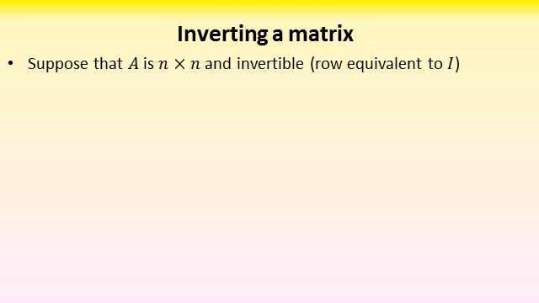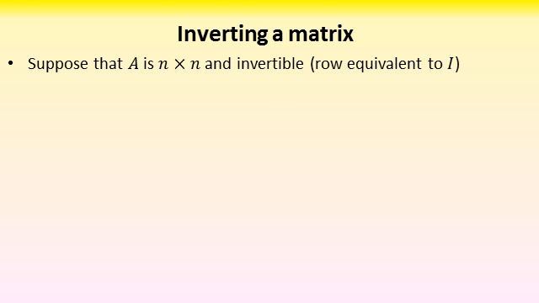In this lecture, we'll describe how to invert an n by n matrix. First, remember that not all matrices are invertible. A matrix is invertible if it's row equivalent to the identity matrix, or if its reduced row echelon form is the identity matrix. So let's say that A is an invertible matrix, and we would like to find its inverse.